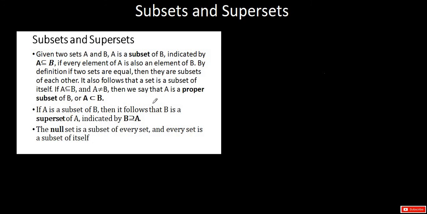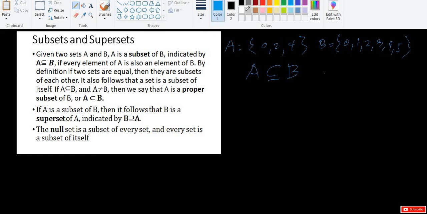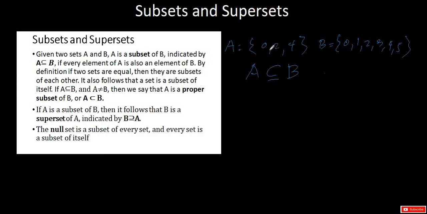Let's have an example. Suppose we have set A containing the elements 0, 2, and 4, and we have set B containing the elements 0, 1, 2, 3, 4, and 5. Now, which of the two sets here is the subset? We have set A is a subset of set B. Why? Because every element of set A is also an element of set B.